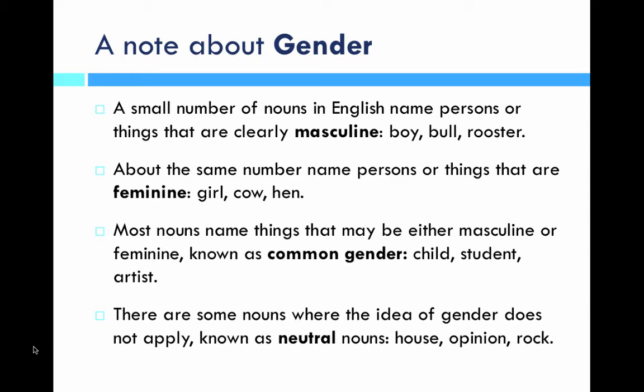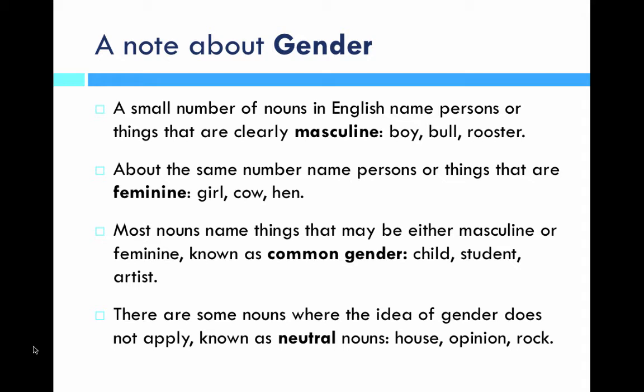First, there are four different types of genders that a noun can be. So there are some nouns in English that are masculine. Boy, bull, rooster, those are all definitely male things. You can't have a female bull. And there are about the same number of nouns that are feminine. Girl, cow, hen. Hens are always going to be female, so they're always feminine.